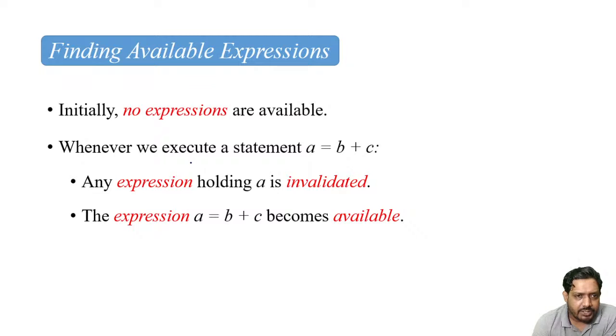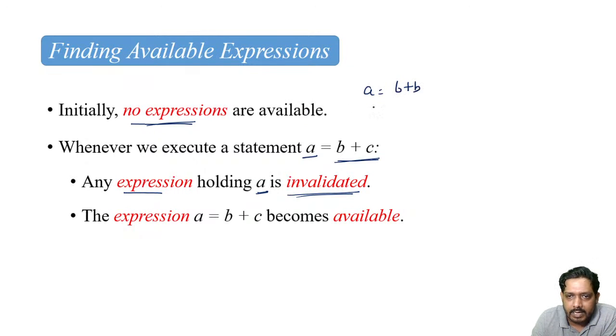So, finding available expressions: initially no expression will be available. When we start doing it, no expression will be available. When we execute the statement a is equal to b plus c, any expression holding a will be invalidated. That means if a previously held, suppose, b plus b, and after that you come to this, then that b plus b will be invalidated, and the expression a is equal to b plus c becomes available. So the entire expression is available in the variable a.